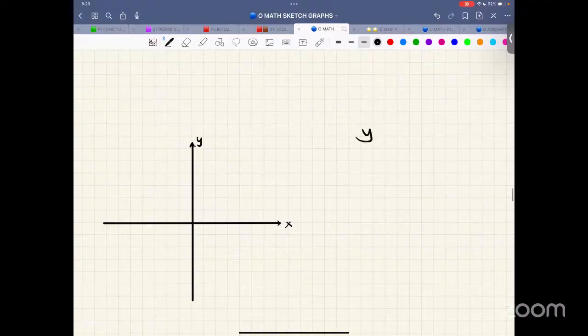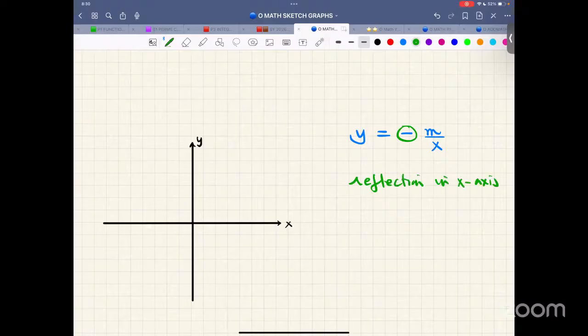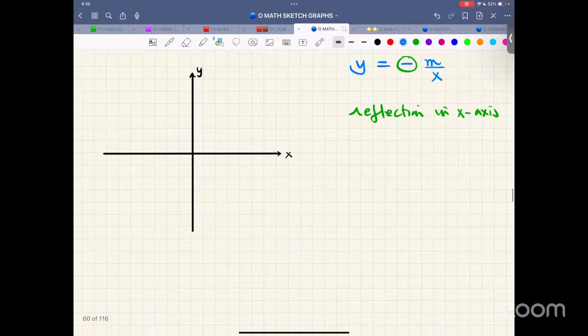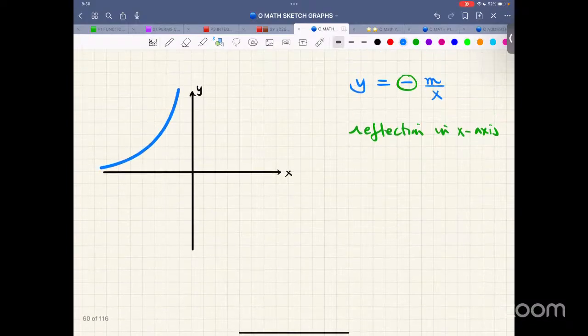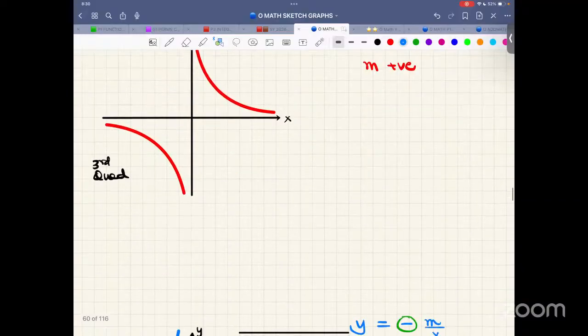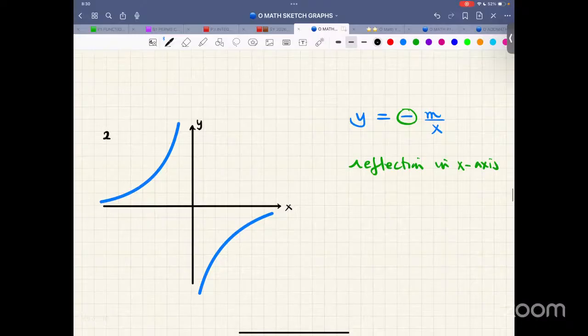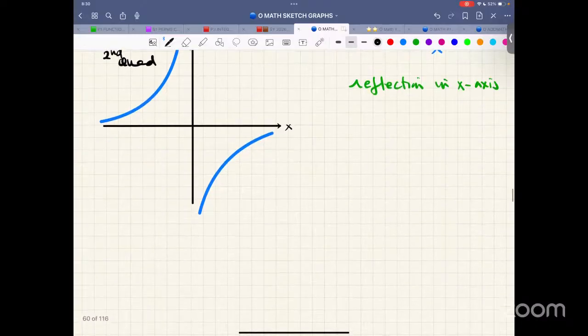But if I have y equals negative m over x, because of this negative sign, there is a reflection in the x-axis. The positive becomes negative, negative becomes positive. So now the graph would be like this. This one is going this way, this one is going this way. Instead of the first and third quadrants, this one is now in the second and fourth quadrants. So this is second and this is fourth quadrant.